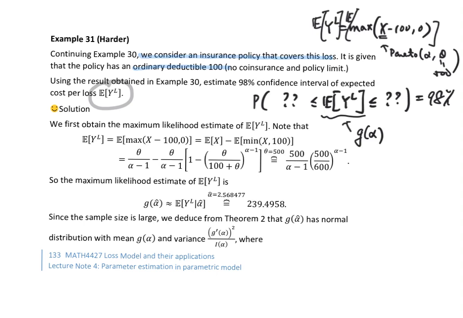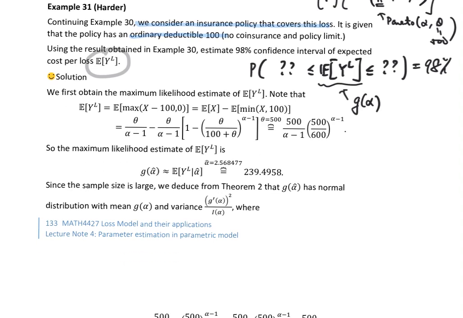Given this, in order to get your confidence interval, basically we can just follow the procedure as we did in the earlier example. First of all, you try to obtain G alpha hat, isn't it? So your point estimate.